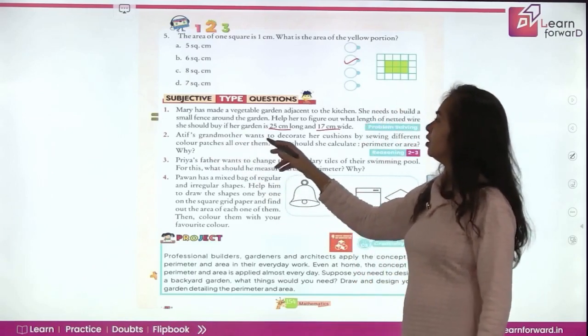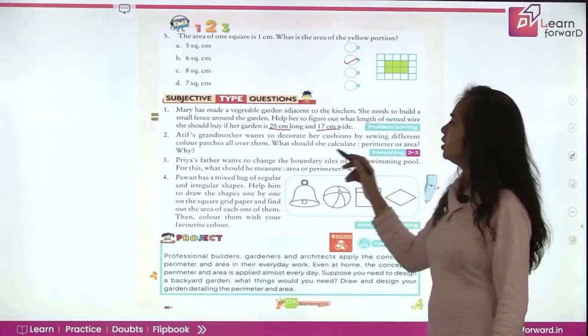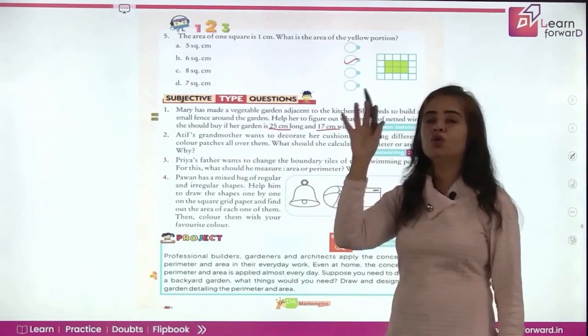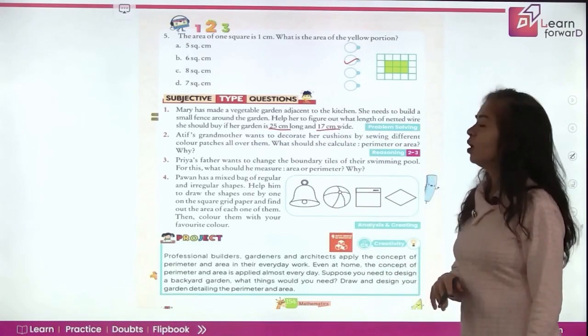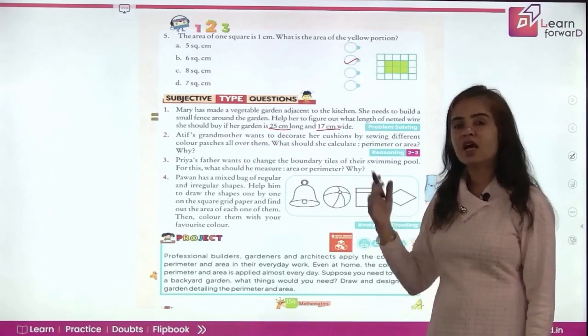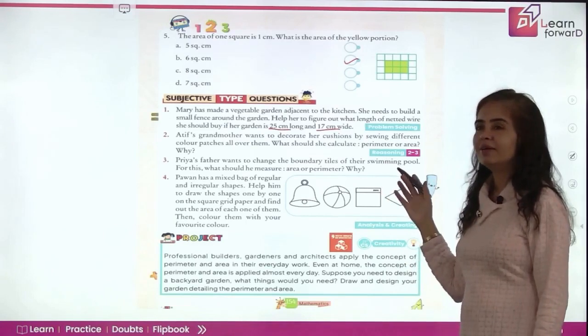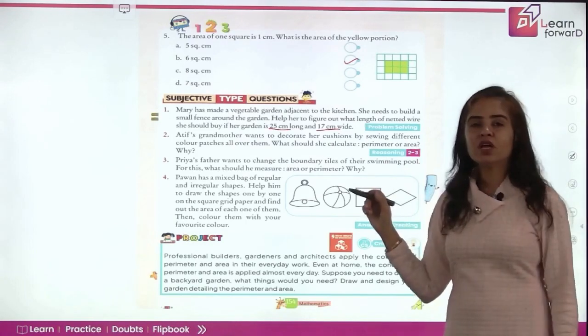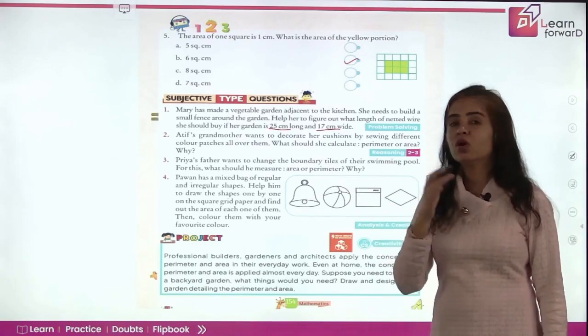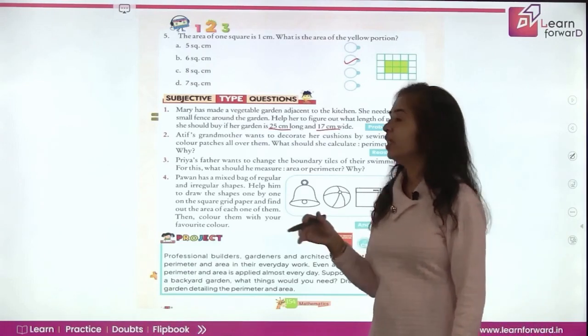Atif's grandmother wants to decorate her cushions by sewing different color patches all over them. So we are talking about all over. That means, are we talking about perimeter or area? Area. Why are we talking about area? Because we are talking about the region enclosed.